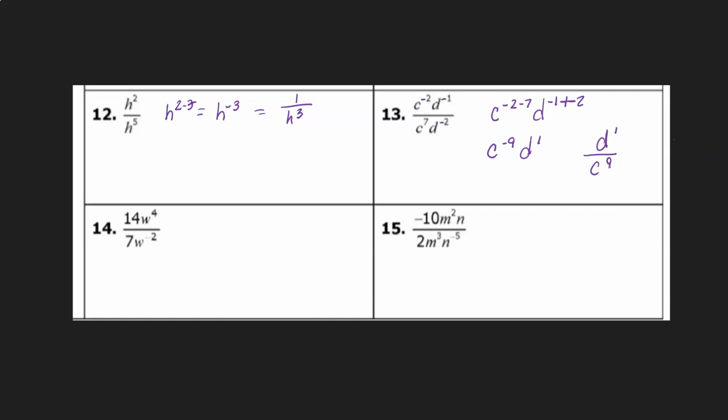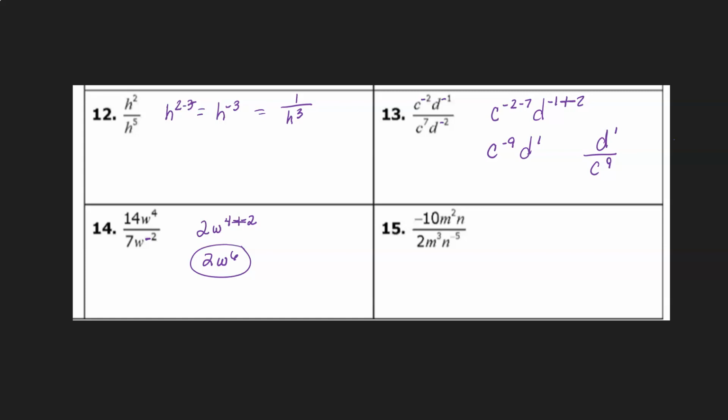All right. Let me see, 14. It looks like this is the only negative piece. So I'm going to take 14 and divide by 7, which is 2. W to the 4 minus negative 2 power, which is 2w to the 6th. Because when I subtract, that becomes positive, so no need to make anything into a fraction.